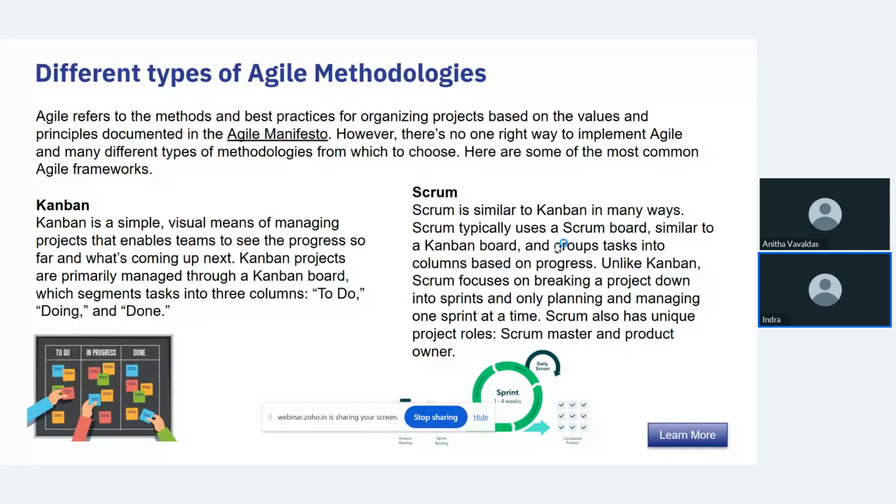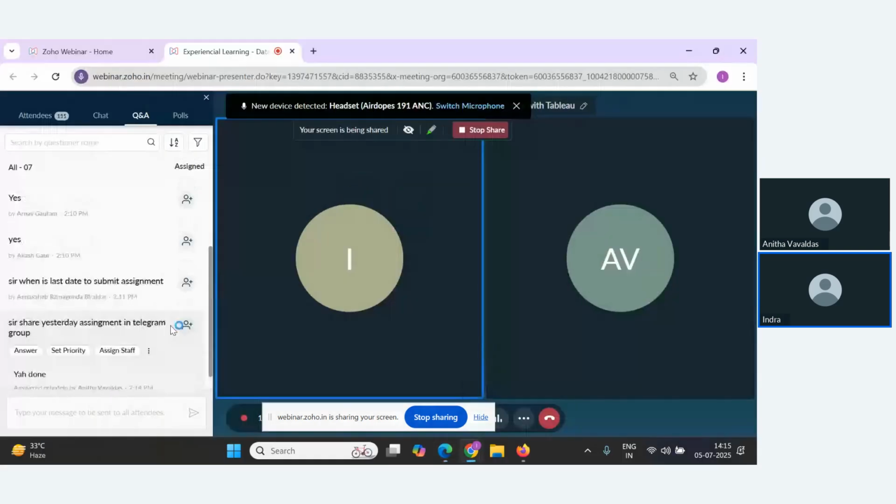Here you'll find two important roles: the Scrum Master and the Product Owner. The Scrum Master is the coach and the Product Owner is the task manager. Clear?